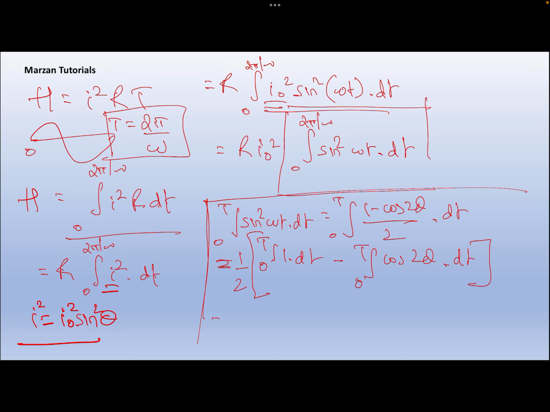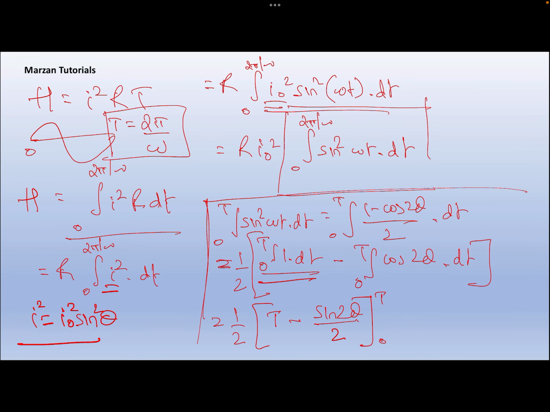This will become half. Integration of 1 is how much? Integration of 1 is just capital T, minus integration of cos 2 theta. Integration of cos 2 theta is sin 2 theta, but the coefficient of 2 will get divided, so it will become sin 2 theta upon 2. Lower limit is 0, upper limit is t. Understood? Fine. So I'll take a new page for this.